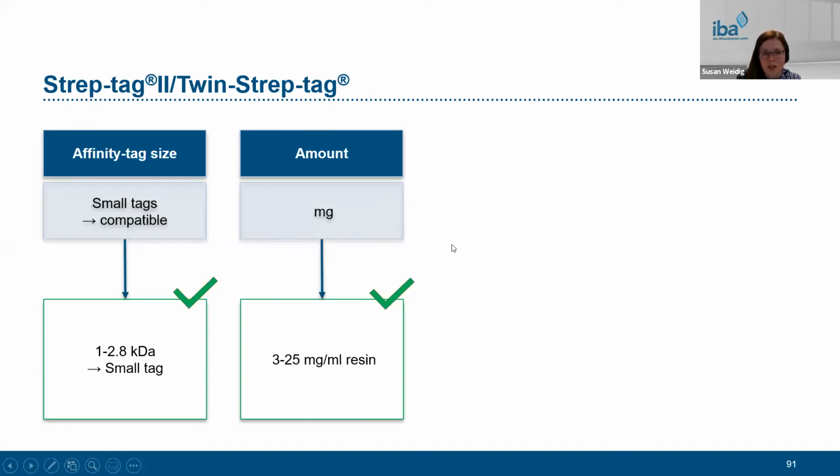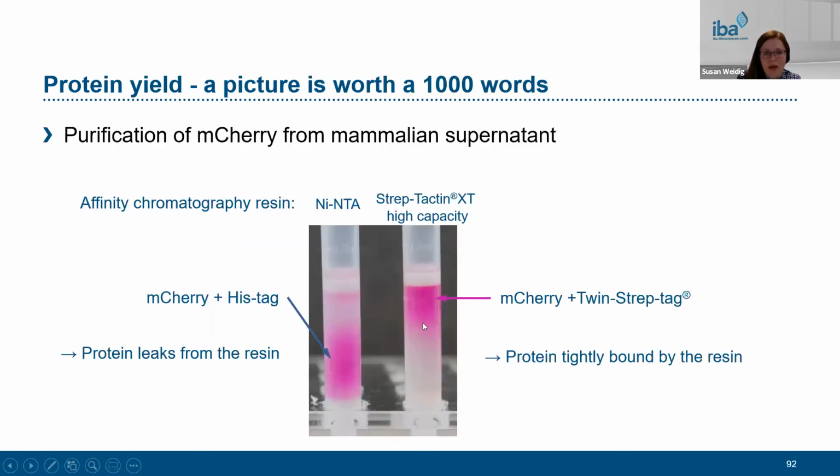The amounts that can be reached with Strep-Tactin or Strep-Tactin XT resin are 3 to 25 milligram per milliliter resin, which is quite good. And this amount can be achieved with E. coli, mammalian cells, and insect cells. So you do not have these drawbacks like for the nickel NTA resin. Here you can see the picture from before and the comparison with the Strep-Tactin XT resin.